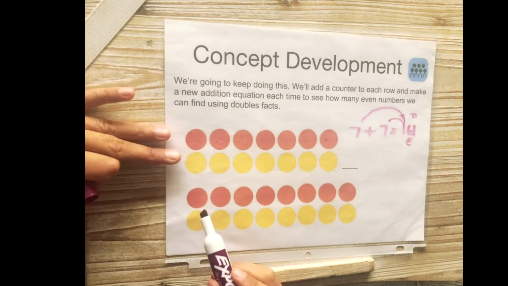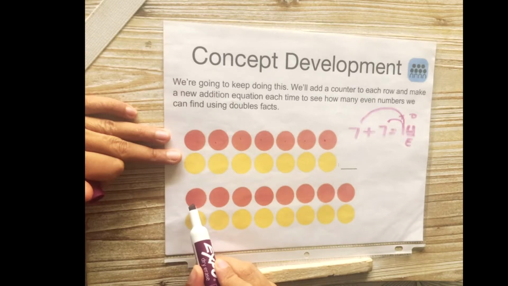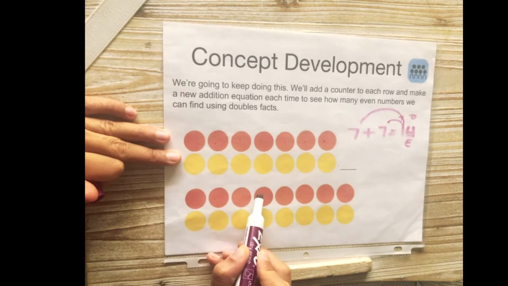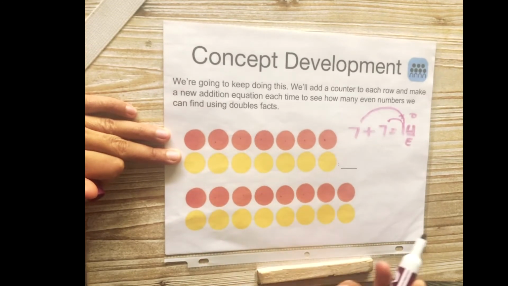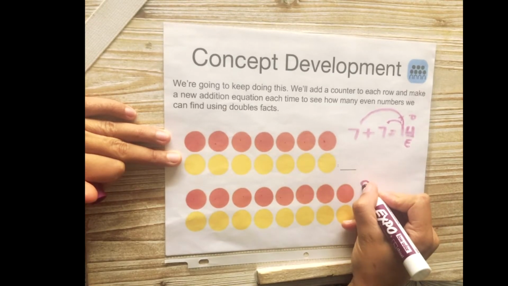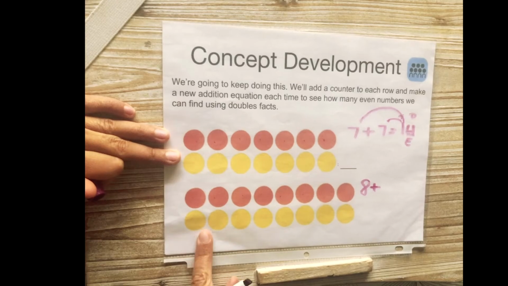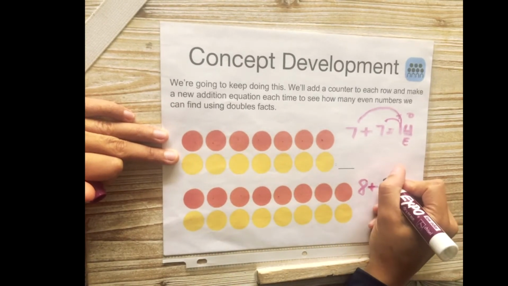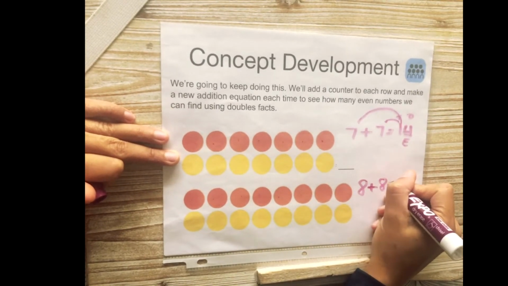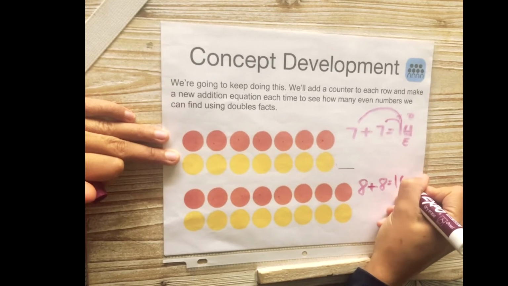Let's count the top row. Get ready. Let's go. 1, 2, 3, 4, 5, 6, 7, 8. So there's 8 on top, which means there's going to be 8 on the bottom row. So I'm going to say 8 plus 8 equals 16.